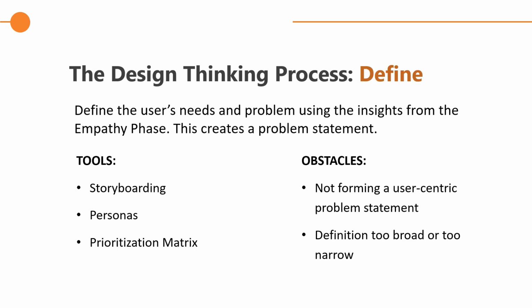Now, the next stage is define, also known as analyze. It's during this stage or phase of the process that we define the user's needs and their problems. So we should take insight from the empathy phase and try to make sense of it. We can look for patterns and document pain points, and this is going to all yield a problem statement. Now, the tools used during this phase are storyboarding, building personas, and a prioritization matrix.